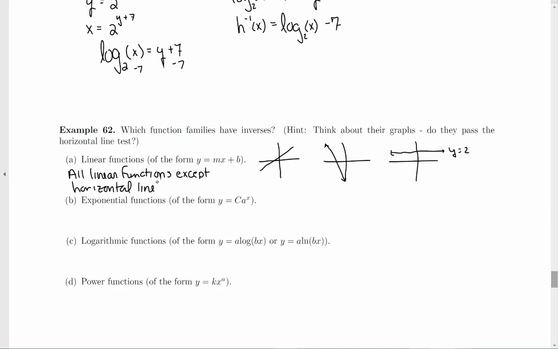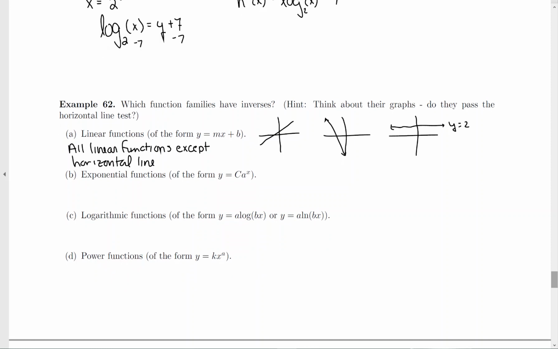Remember, a vertical line isn't a function. That's an x equals. You can't solve for y and call it y equals. So we don't worry about the vertical line, but a horizontal line does not have an inverse. It fails the horizontal line test. Exponential functions, we saw in our previous examples above, that's okay. They will have an inverse, and log functions as well. That's a yes as well. Logarithmic and exponential functions have inverses of each other.